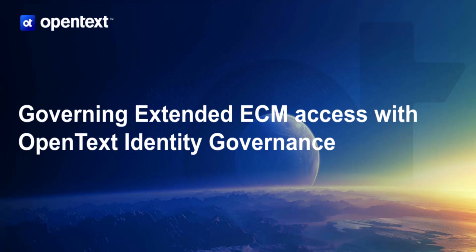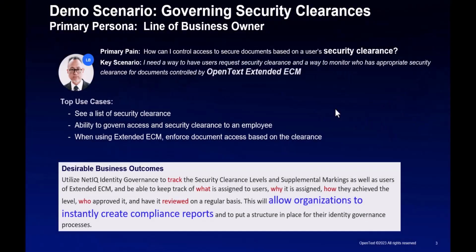This demonstration illustrates how OpenText Identity Governance can provide access review, attestation, and improved management of security clearance levels within Extended ECM. For this demo scenario, we have a line of business owner who requires an improved process for managing security clearance levels for Extended ECM users.